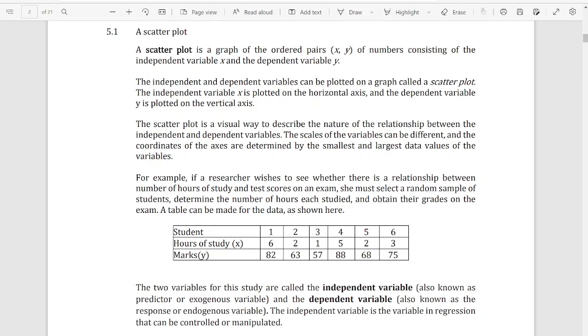Meanwhile, the dependent variable you cannot control, you cannot manipulate, because it is a terbitan. So it occurs due to the value of X. Okay, due to the value of the independent variable. So whatever the value for the independent variable, that is the value for the dependent variable. So the dependent variable Y cannot be manipulated, cannot be controlled, because it depends on the value of the independent variable. Okay, that is the situation.